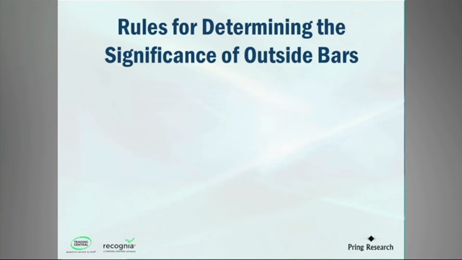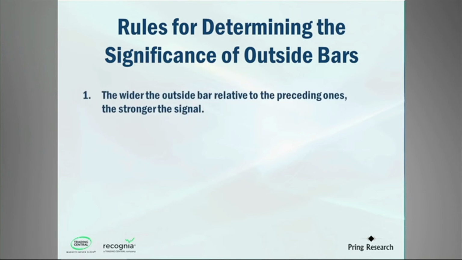The guidelines for deciding on the potential significance of an outside bar are as follows. 1. The wider the outside bar relative to the preceding ones, and the greater the distance between the open and the close, the stronger the signal. This arises from the fact that the outside bar is supposed to reflect a change in the balance between buyers and sellers.